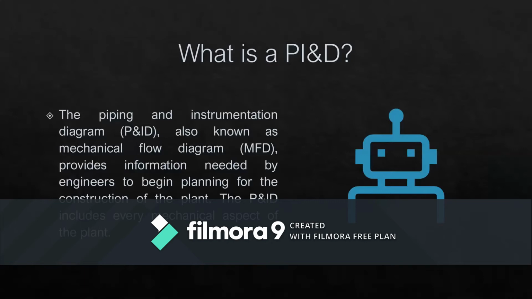What is a PID? Also known as a mechanical flow diagram, it is a detailed diagram in the process industry which shows the piping and process equipment together with the instrumentation and control devices. Superordinate to the PID is the process flow diagram (PFD), which indicates the more general flow of plant processes and the relationship between the major equipment of a plant facility.